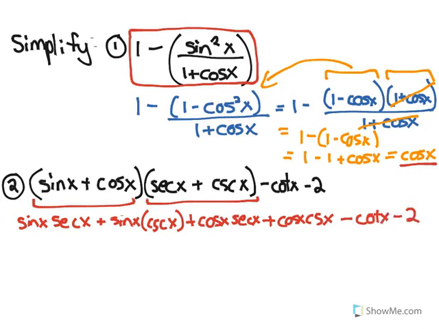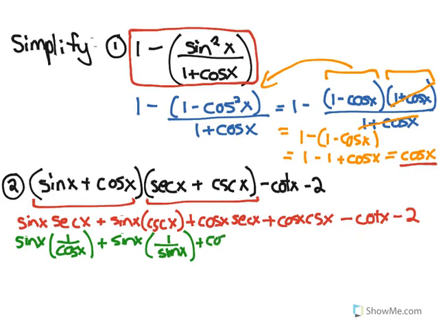So lots going on, but it really helps if we know what these reciprocal functions are. So I'm going to write them out as that. So it's sine x times secant x is 1 over cos x plus sine x times 1 over sine x. So that looks really helpful there because those two multiplied will cancel to 1. Plus cos x times secant x once again is 1 over cos x. So that will again be helpful when we have cos x times cos x on the bottom. Plus cos x times 1 over sine x. And I'm going to keep this as cotangent x minus 2.